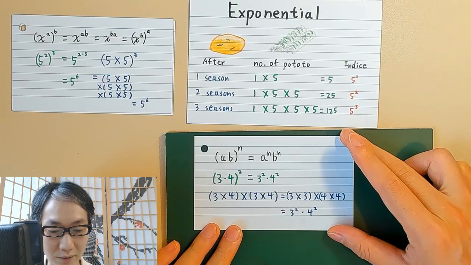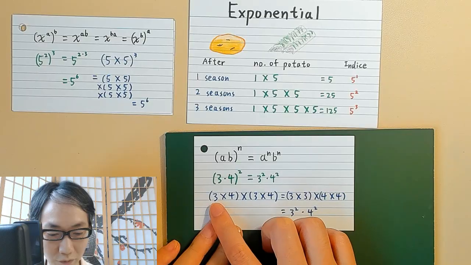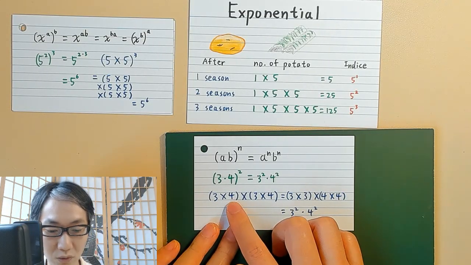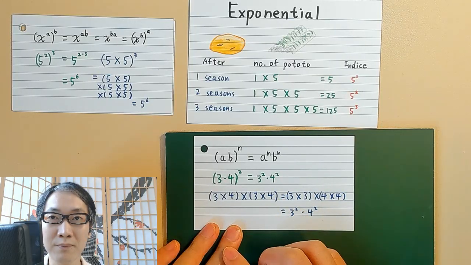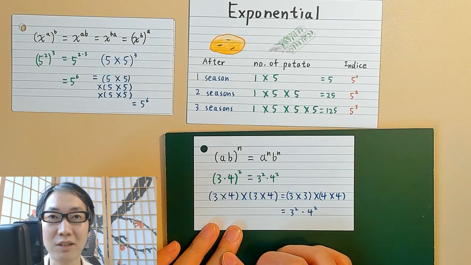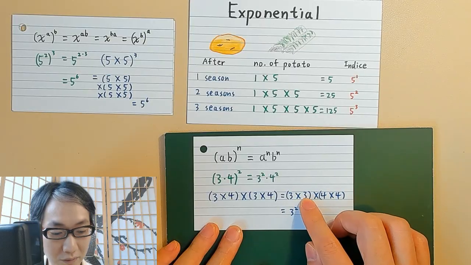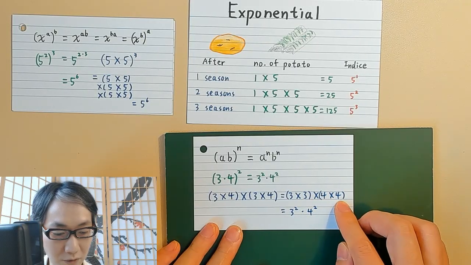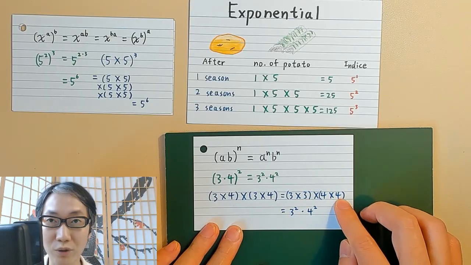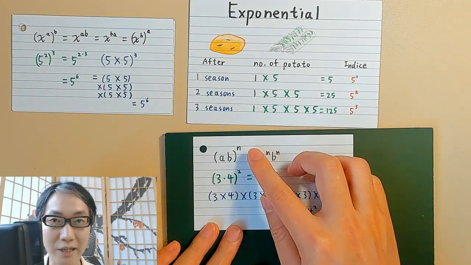And how does this work? If we expand the whole situation, 3 times 4 is the exponential factor, and we run it 2 times. Then we rearrange, because the order of multiplication doesn't matter, as 3 times 3 times 4 times 4. This will be equal to 3 squared, and this will be 4 squared. So that's why it becomes like this. So a, b, and n can be any number.